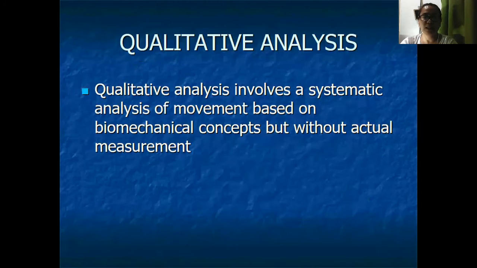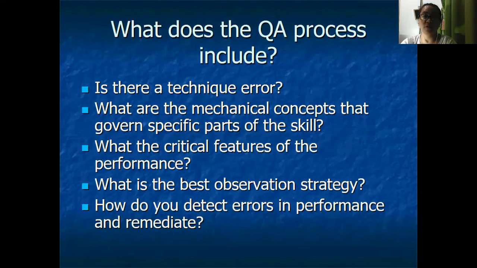So qualitative analysis involves a systematic analysis of movement based on biomechanical concepts but without actual measurement, because you're measuring the quality, not the quantity in numerical form. So what does the QA process include? Technique error. What are the mechanical concepts that govern specific parts of the skill? What are the critical features of the performance? What is the best observation strategy? How do you detect errors in performance and remediate?